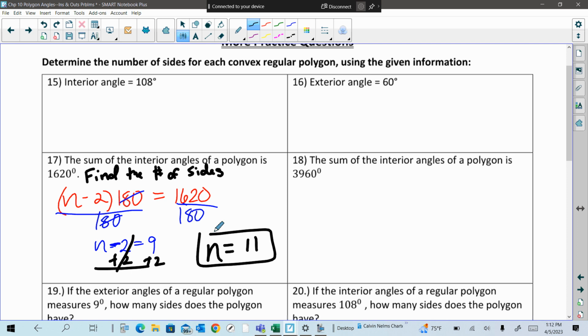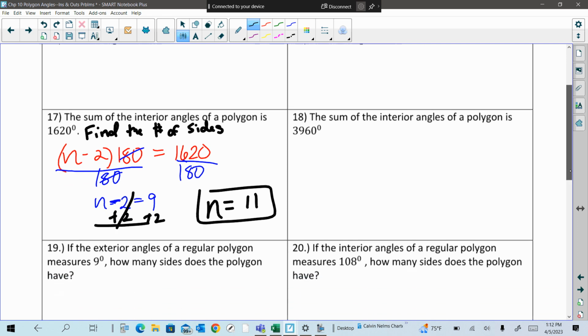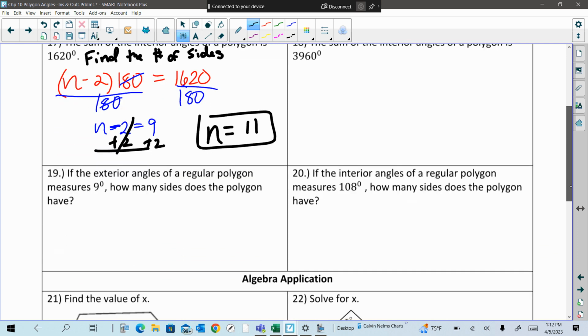Okay, so I want you to try to find your number of sides if I give you the sum, working backwards. All of these more practice problems are working backwards using your formula. Like on 19, if an exterior angle of a regular polygon is 9 degrees, how many sides does the polygon have?